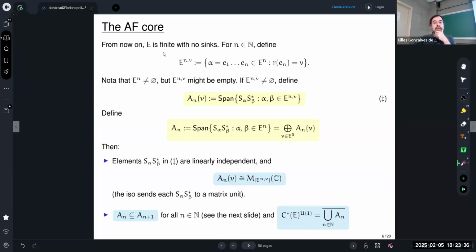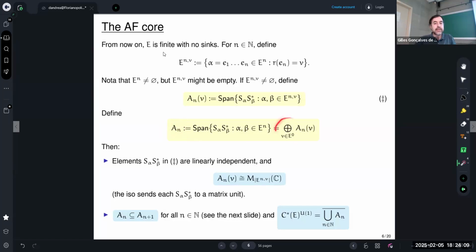Okay, so let's go back to this slide. These elements form a basis of this vector space, and the map sending these elements to the matrix units of a suitable matrix algebra is an isomorphism of algebras. And that's how you see explicitly that A_{n,v} is a full matrix algebra, whose size is just the cardinality of this set, the number of paths of length n with that vertex as a range. So this is an explicit isomorphism.